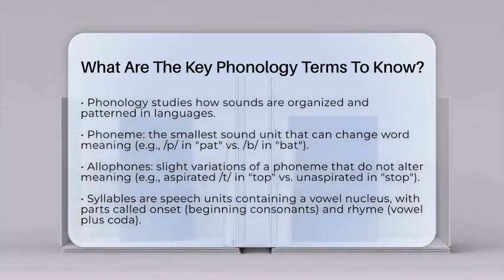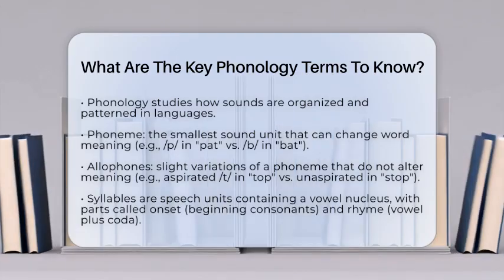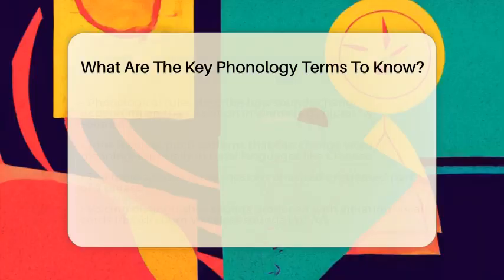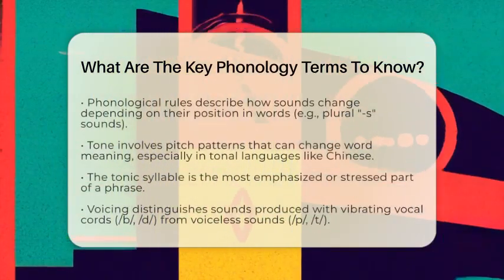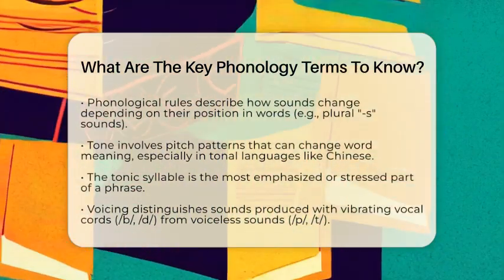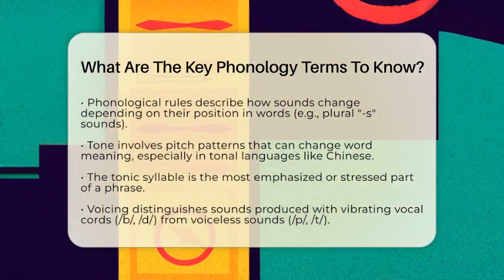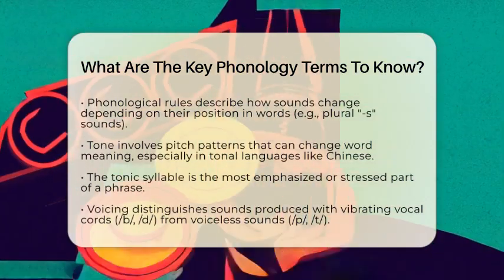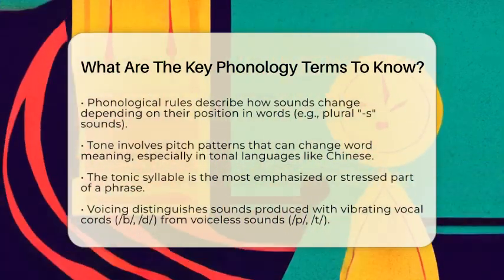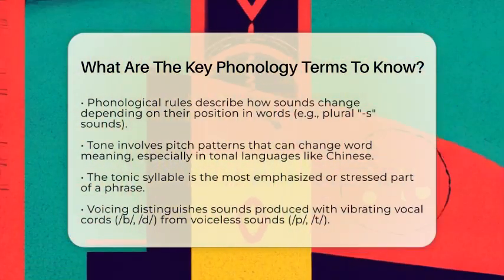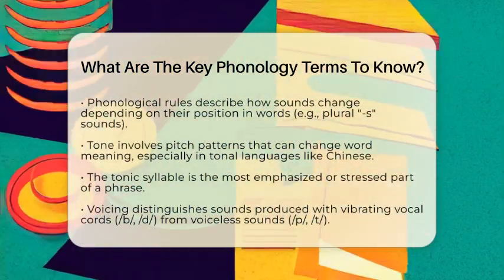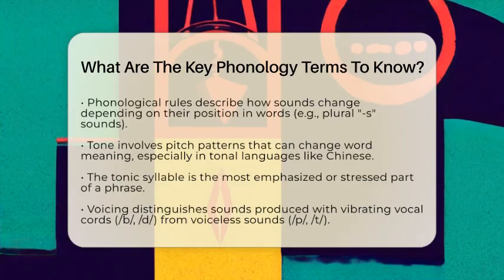Moving on, syllables are units of speech that usually contain a vowel sound called the nucleus. The word cat has just one syllable, with K as the start and at as the core. The parts of a syllable include the onset, which is the beginning consonant or consonants, and the rhyme, which includes the vowel and any ending consonants, called the coda. For example, in cat, K is the onset and at is the rhyme.